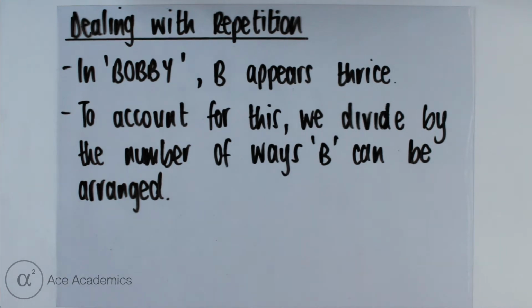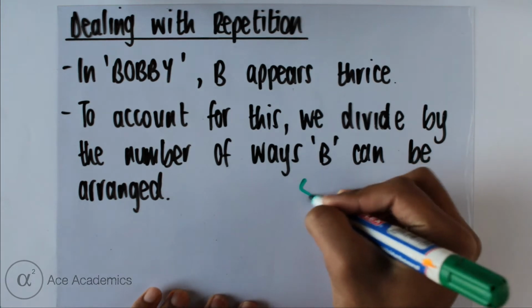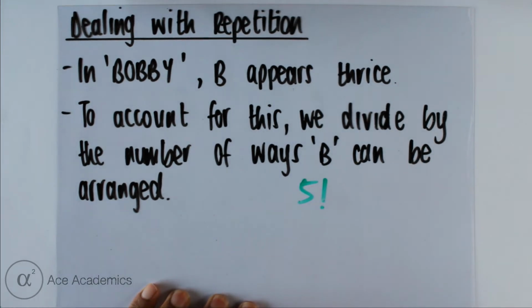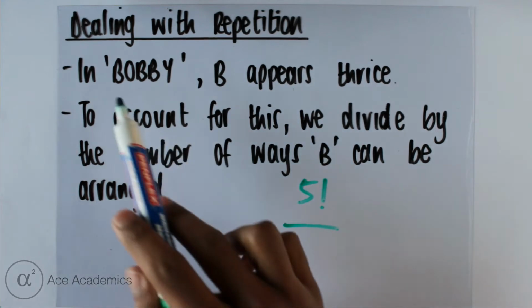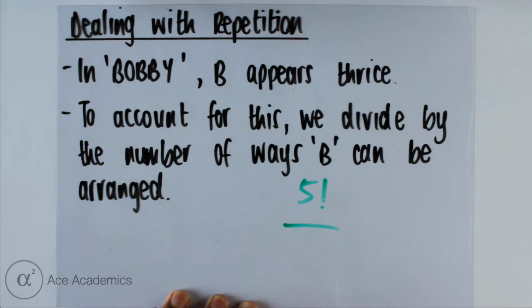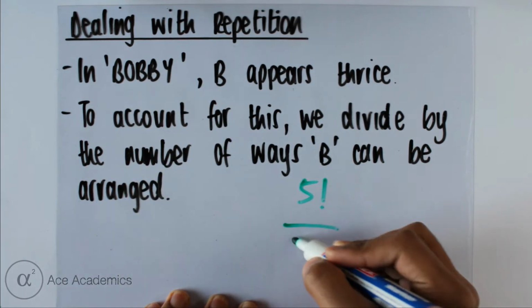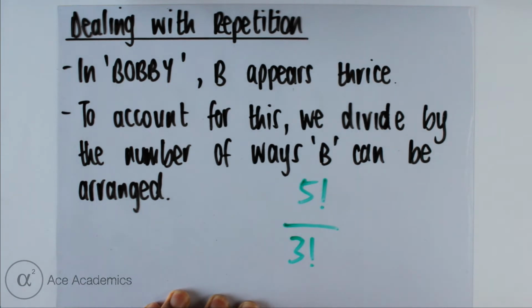So, simply what we would do is, we would say there's 5 letters in the word Bobby, so they can be arranged 5 factorial ways. And then we divide by the number of ways the repeated letter or letters can be arranged. And in this case, the letter B is repeated 3 times. So it will be 5 factorial divided by 3 factorial, because there are 3 B's in the word. Let's look at an example.